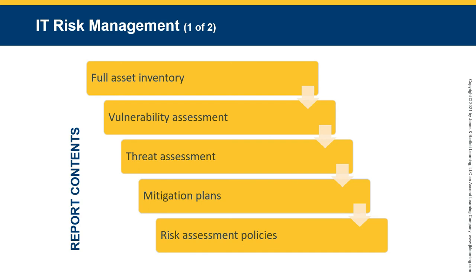IT risk assessment. We have a full asset inventory. What does our inventory consist of? Where is it? Vulnerability assessment: what's the likelihood of someone breaking in? Where can they get into our system? We want a threat assessment. We might use white hat hackers to get in and evaluate our systems. If someone does get into our system, we need a mitigation plan in place to keep the exposure very small. Now we have risk assessment policies. What's the likelihood of someone trying to get our data?